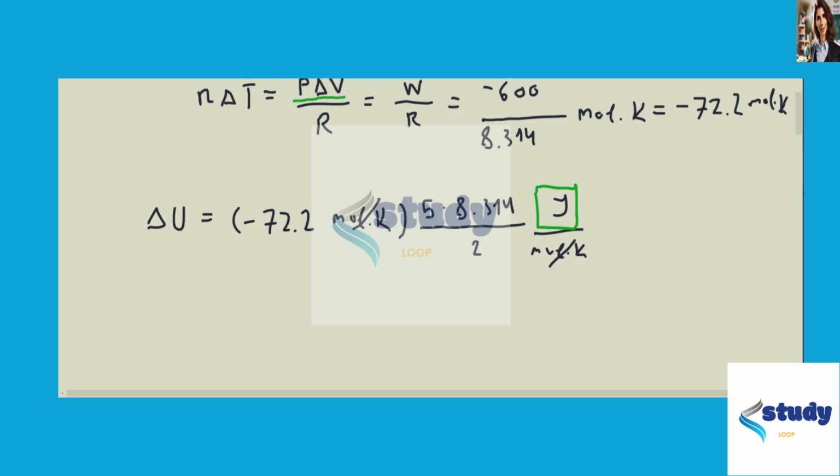Placing these values into a calculator and evaluating the final quantity of the change of internal energy, we obtain that the change of internal energy will be equal to negative 1,500 joules. So the internal energy will be negative.